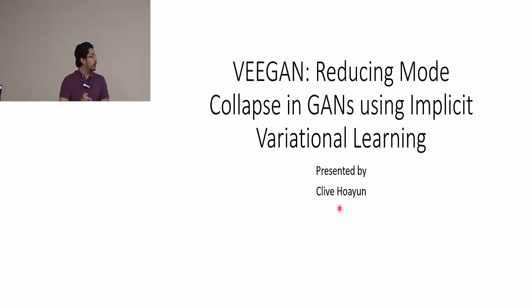My name is Clive Hogan, and I'll be presenting the paper on VEEGAN, reducing mode collapse in GANs using implicit variational learning.